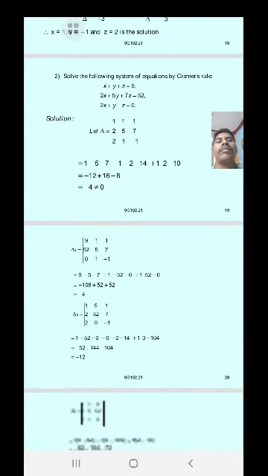Second question. Solve the following system of equations by Cramer's rule. The equations are x plus y plus z equals 9, 2x plus 5y plus 7z equals 52, 2x plus y minus z equals 0.